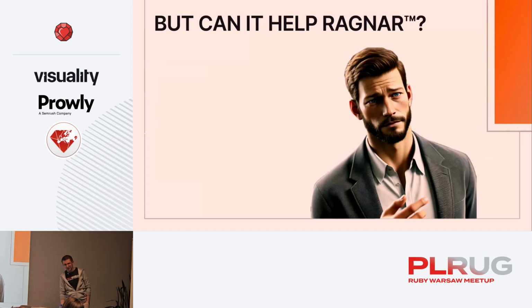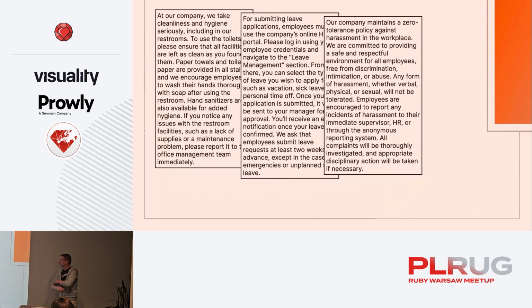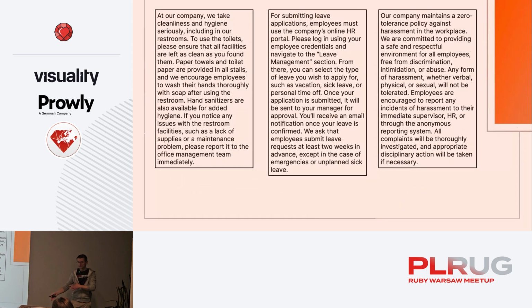But yeah, our product. We still haven't delivered, so can it help Ragnar become great? We have our documentation, in-house documentation, as a pile of pages. So now let's split them into chunks, into singular pages that contain different kinds of information. The first is probably about the history of the company. The second, how to get a sick leave, and the third one is about harassment policy. Yeah, it's all internal knowledge.